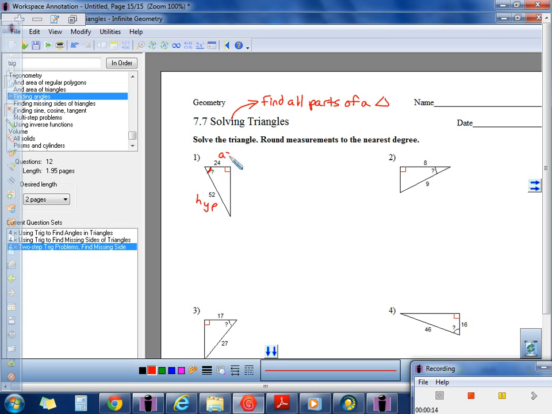And that's our adjacent. How do I know it's adjacent? Because it's right next to the angle. How do I know it's hypotenuse? It's across from the 90-degree angle. It's the longest side. Now you need to think to yourself, which trig involves A and H? Adjacent and hypotenuse. Cosine.